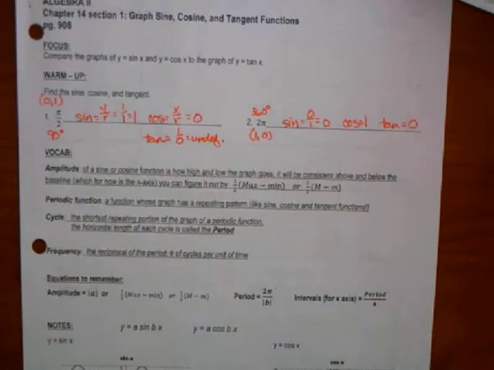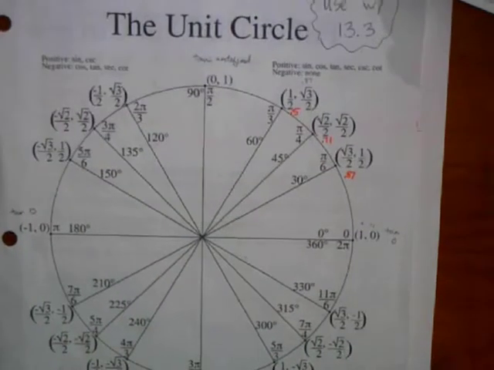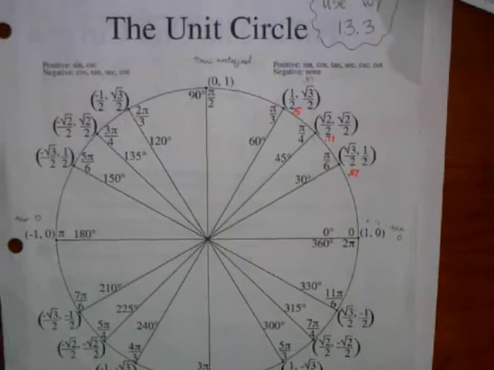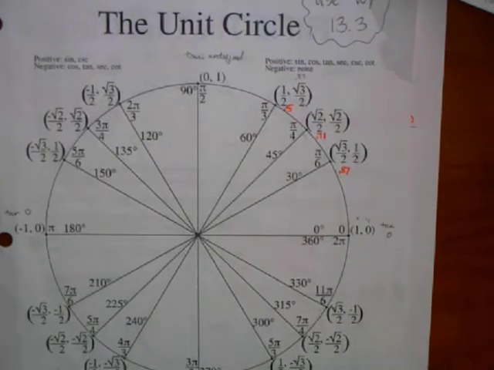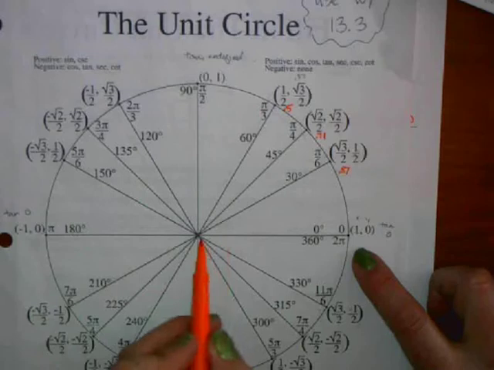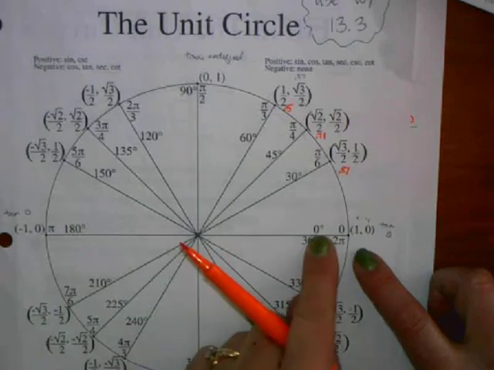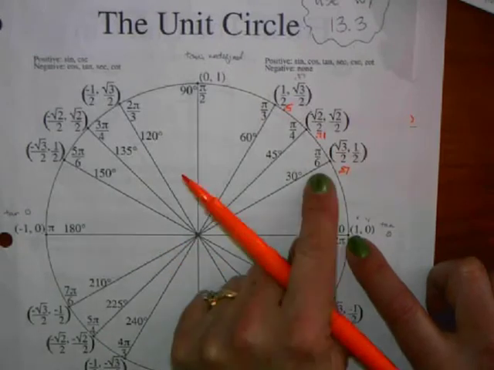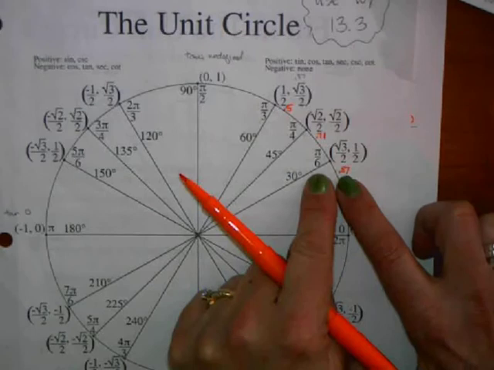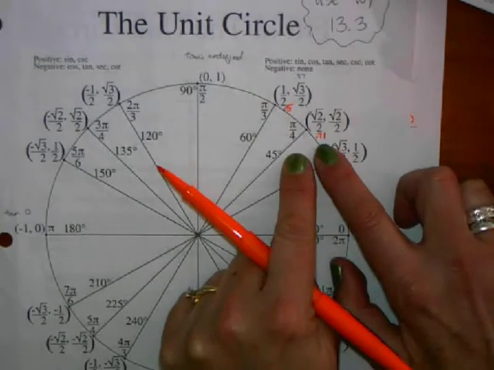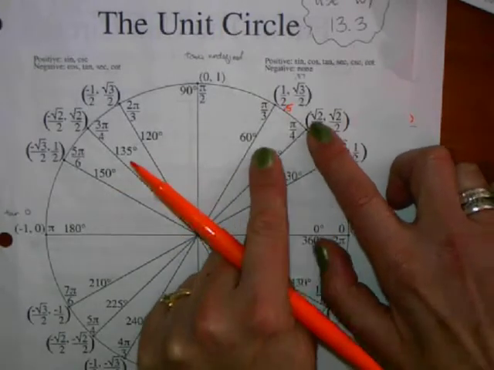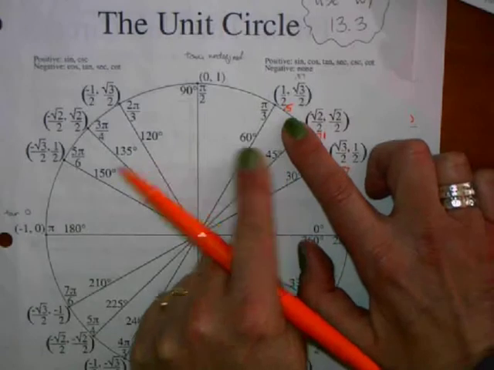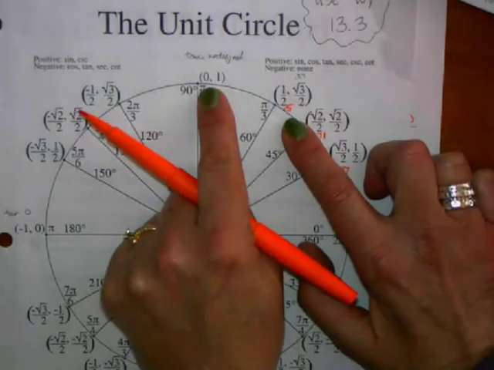Okay, so kind of what we're doing here is we're using the stuff from the unit circle, and we're going to make a graph on a coordinate plane. So if we think about the cosine graph, what we're actually going to be doing is we're going to say, okay, when we're at 0 degrees, the cosine is 1. When we're at 30 degrees, the cosine is 0.87. 45, the cosine's 0.71. 60, the cosine's 0.5. And at 90 degrees, it's 0.